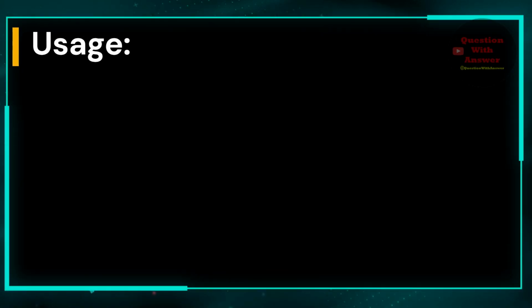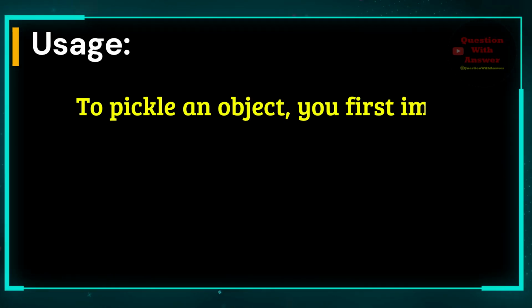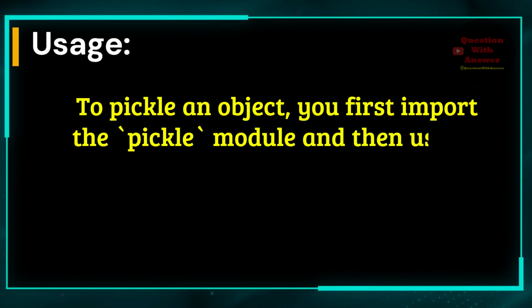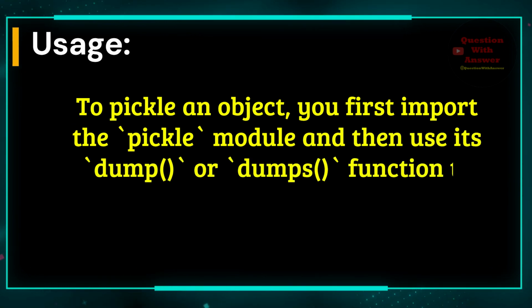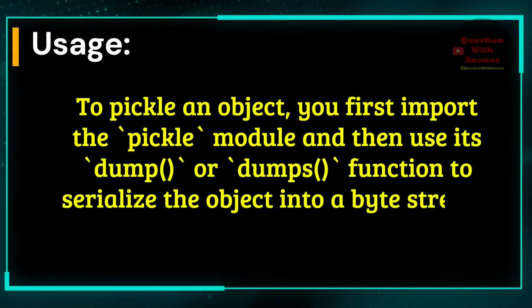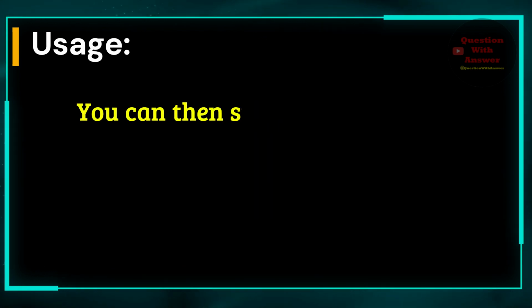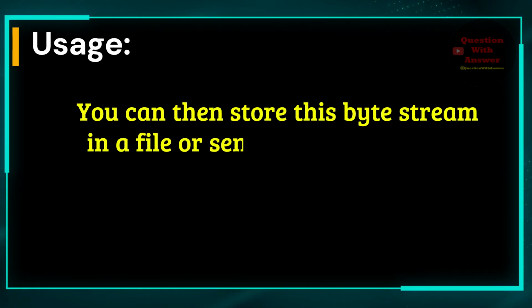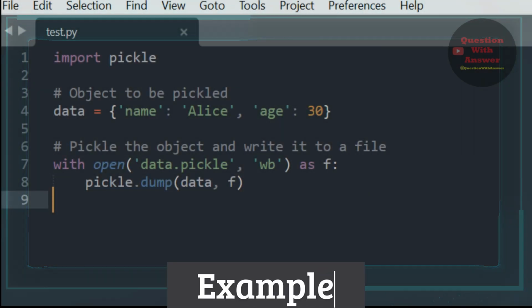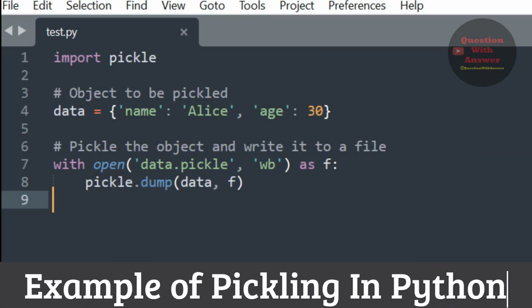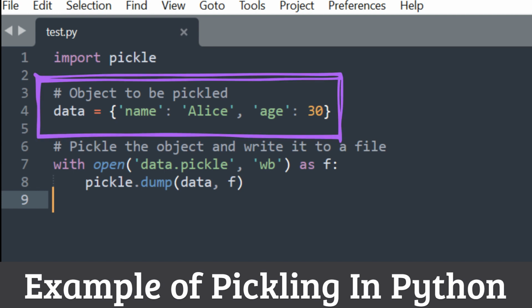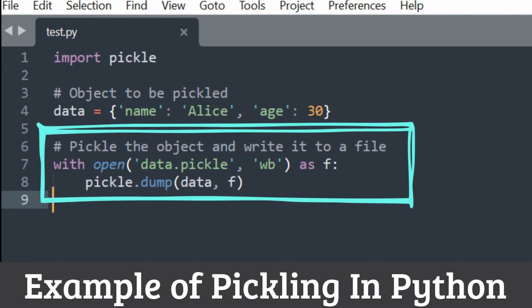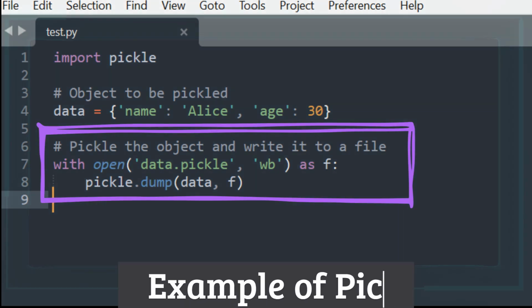Usage. To pickle an object, you first import the pickle module and then use its dump or dumps function to serialize the object into a byte stream. You can then store this byte stream in a file or send it over a network. Here is the example of pickling in Python. In this example, we have a Python dictionary data containing information about a person's name and age. We want to pickle this dictionary and store it in a file named data.pickle.